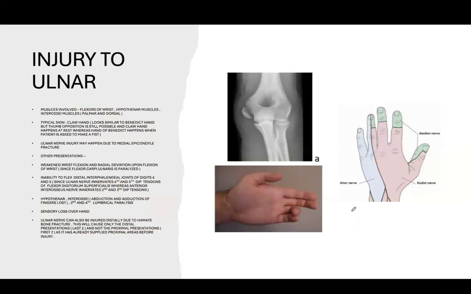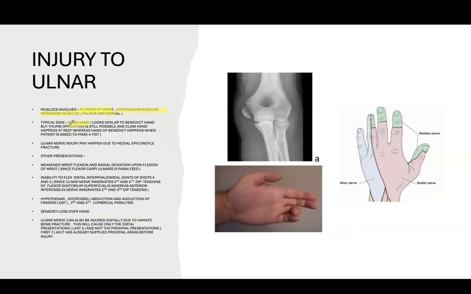Okay. And now we have the second last thing in this lecture, and then we're done with the first part. So we would have injury to the ulnar nerve, and the muscles involved would be the flexors of the wrist. Again, as I told you, some of them are supplied by the ulnar and some by median. You have the hypothenar muscles, which are the ones present opposite to the thenar muscles. And then you have the interossei muscles, the palmar and the dorsal interossei muscles, which are present on your phalanges, right? So the typical sign would be claw hand.